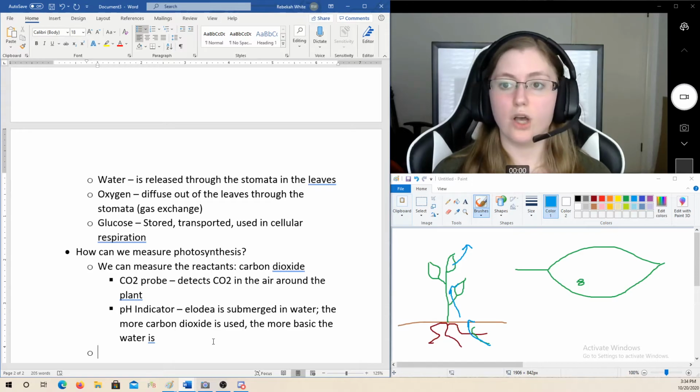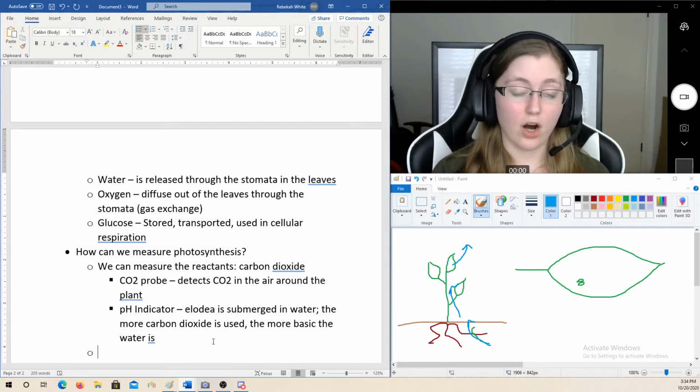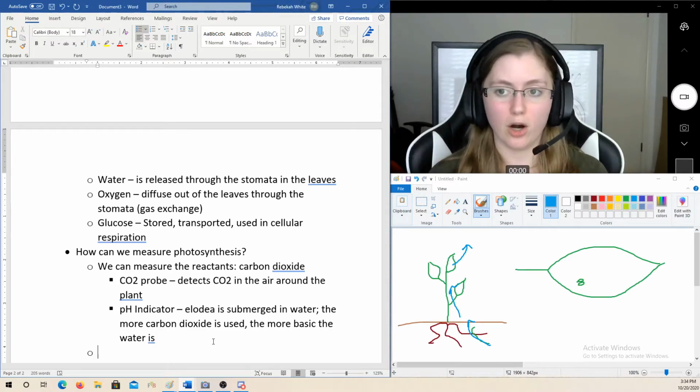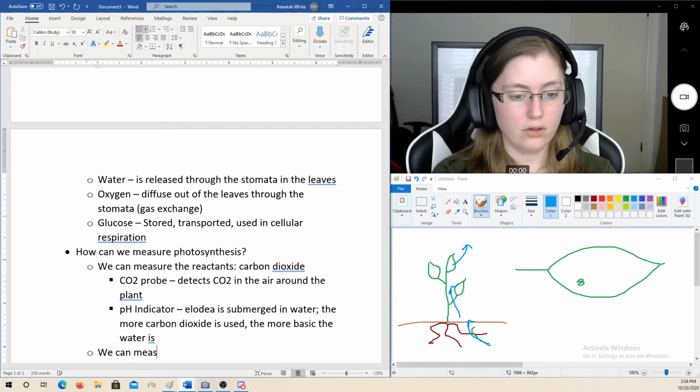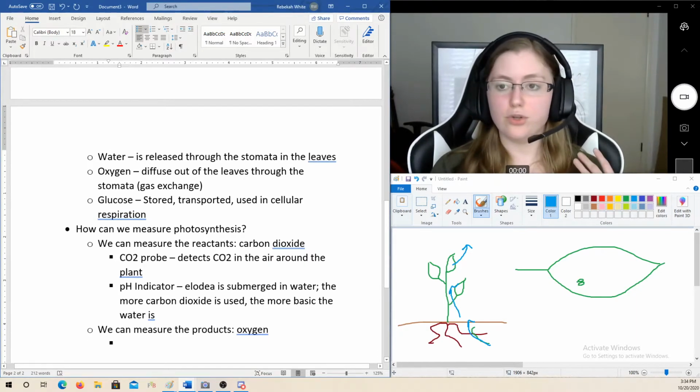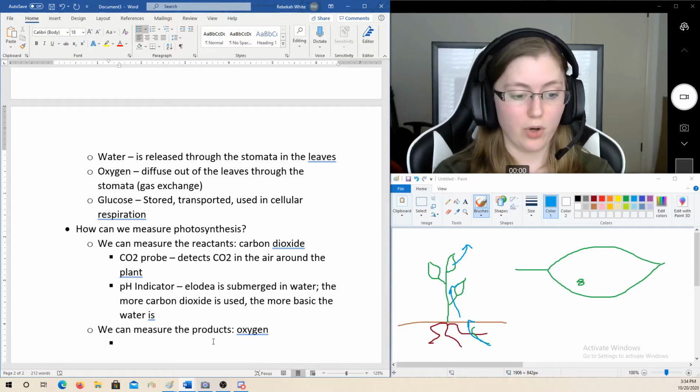Okay, so we have figured out how to measure our reactant, carbon dioxide. So let's talk about measuring our product, the oxygen. We can do this in a pretty similar way. We can use an oxygen probe.